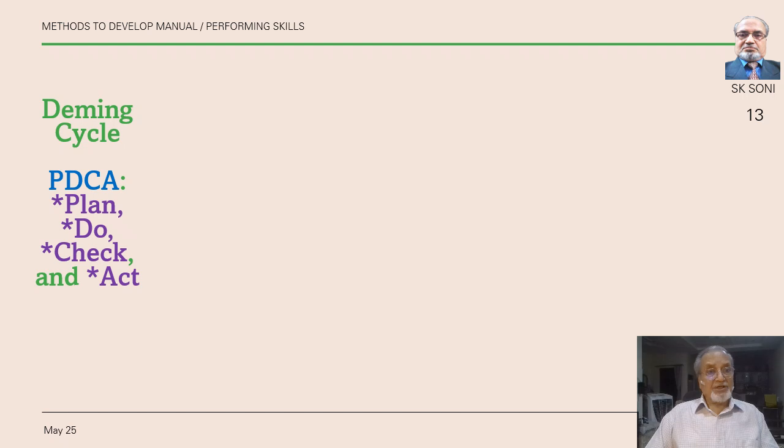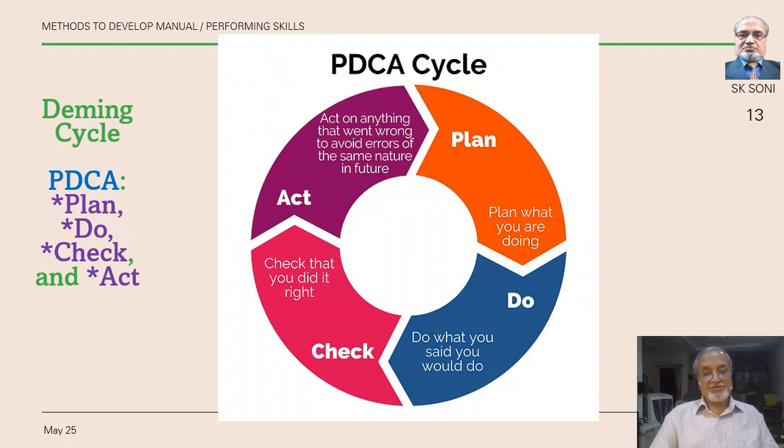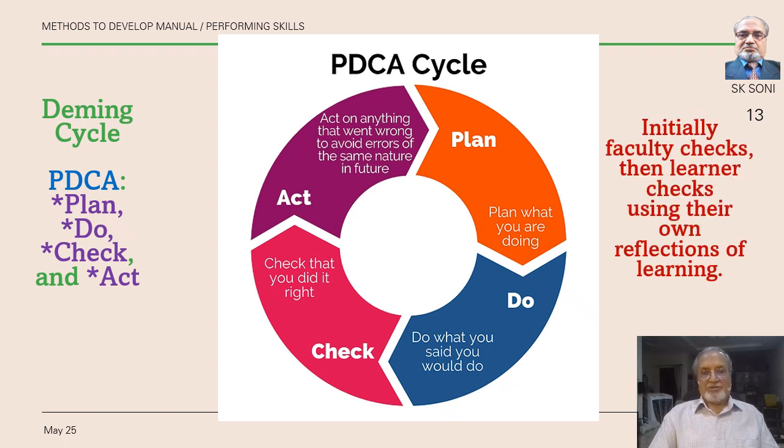Let us now understand the Deming cycle PDCA, plan, do, check, and act. This is a cycle which should be practiced continuously in learning any skill or performing art. So you have to continuously check yourself whether the quality is improving or not. The PDCA cycle is looking like this. Plan what you are doing. Do what you said you would do. Check that you did it right, and act on anything that went wrong to avoid errors of the same nature in future. So initially faculty checks while supervising the practice, then learner checks on his own using the rubrics, etc., and using their own reflections of the learning. That is how PDCA cycle helps you continuously keep record of quality improvement.